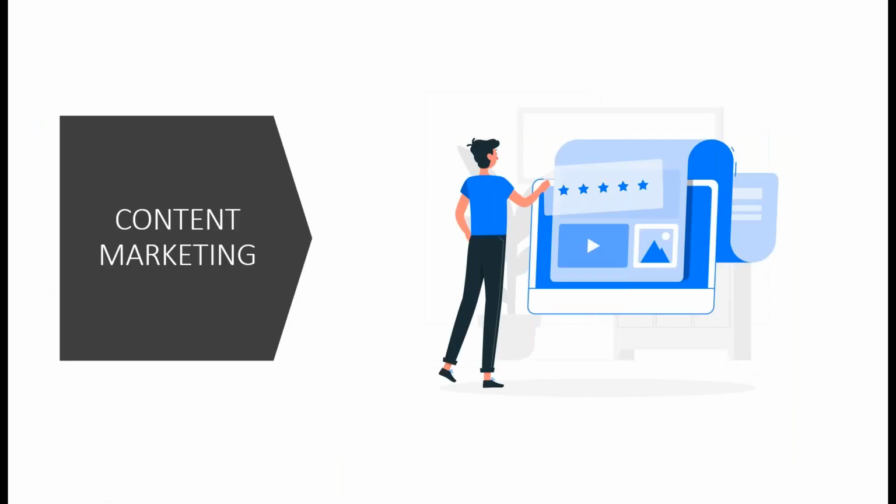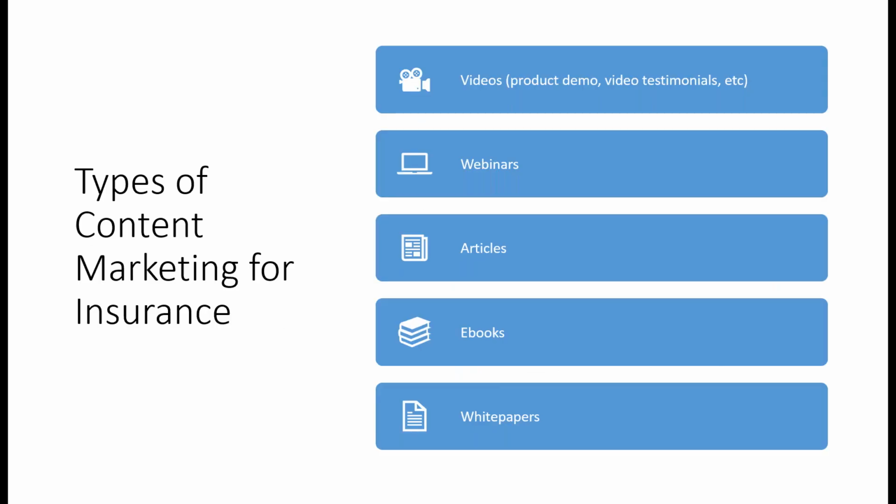Okay, on the next topic of content marketing, I would argue that this is the most important of all aspects of digital marketing. Especially if you're an insurance agent or an insurance company, you need to have a content strategy in place. What type of content can you create? One, of course, is videos, where you're explaining the products, or you're showing viewers your expertise in that area, and it's a way for people to follow you as well. Another would be webinars or articles.